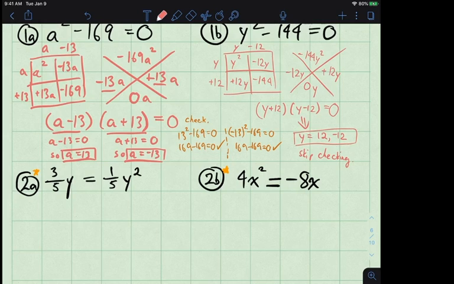For these two problems, it's a little bit more complicated. So when you see for 2a, you see that they have fractions here. So maybe in the first step, you can get rid of those. So we're going to multiply both sides by 5.